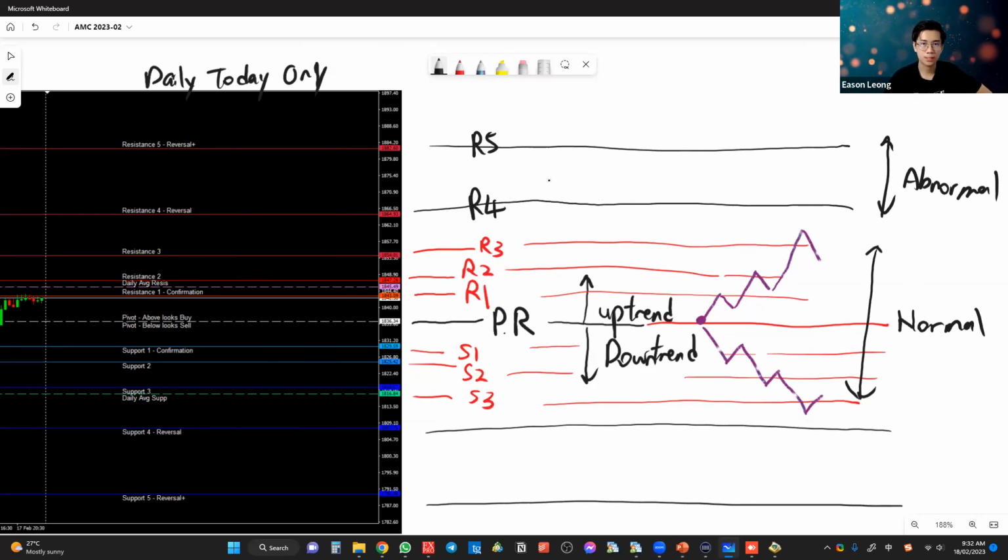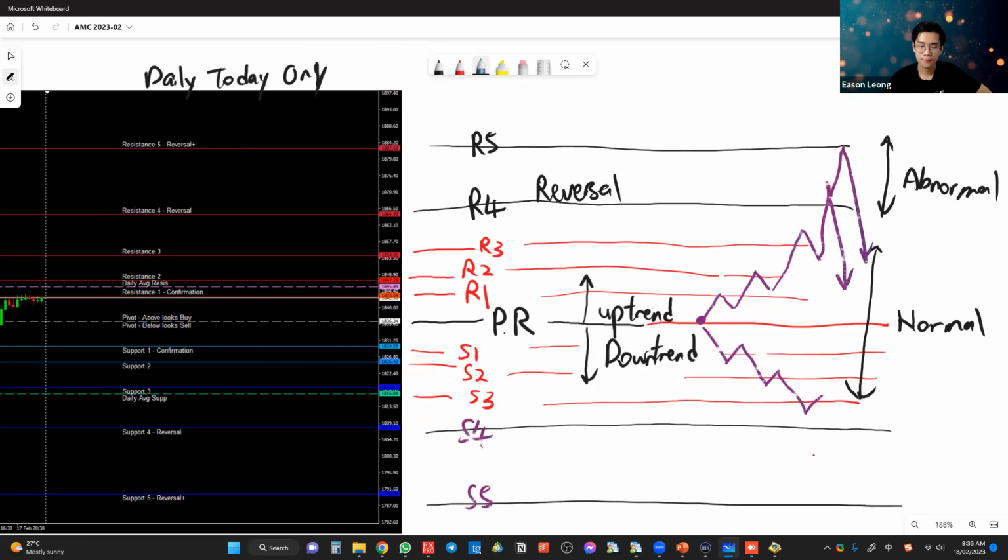But over here, this is what we call the mean reversal market, meaning the market is so abnormal, it has gone so far that likely over R4 it will have a big pullback. At R5, an even bigger pullback. Same thing for S4 and S5. When it goes down so much, it is likely to have a pullback here. Down even further, pullback even more, like this.